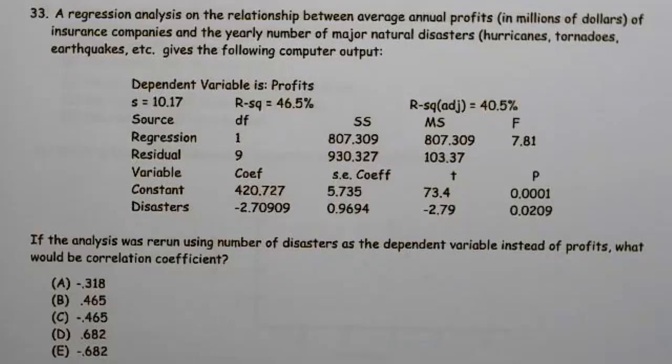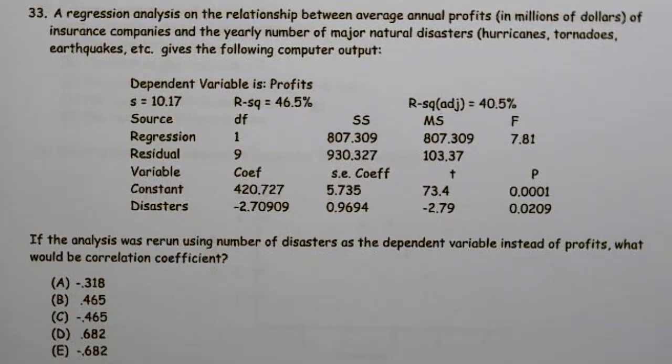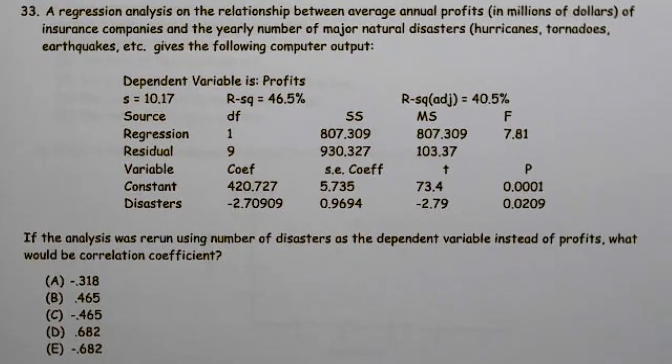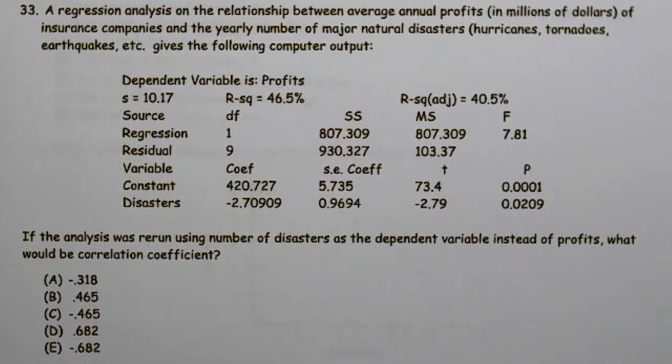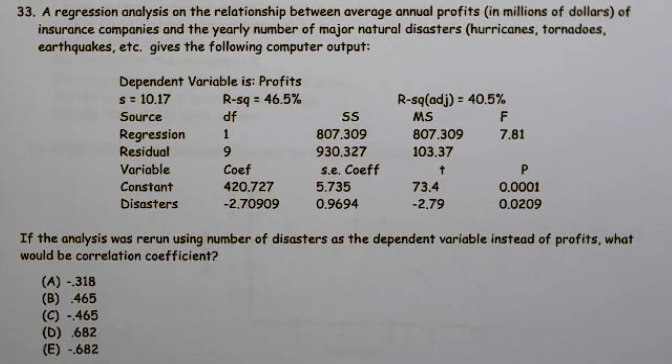Number 33, a regression analysis on the relationship between the average annual profits in millions of dollars of insurance companies and the yearly number of major natural disasters, et cetera, gives the following computer output. If the analysis was rerun using the number of disasters as the dependent variable instead of profits, what would be the correlation coefficient? All right. So in other words, they're saying, hey, if you swap it, what would happen? Guess what? The correlation is going to be the same. It doesn't matter the order. So we just need to calculate the correlation coefficient.